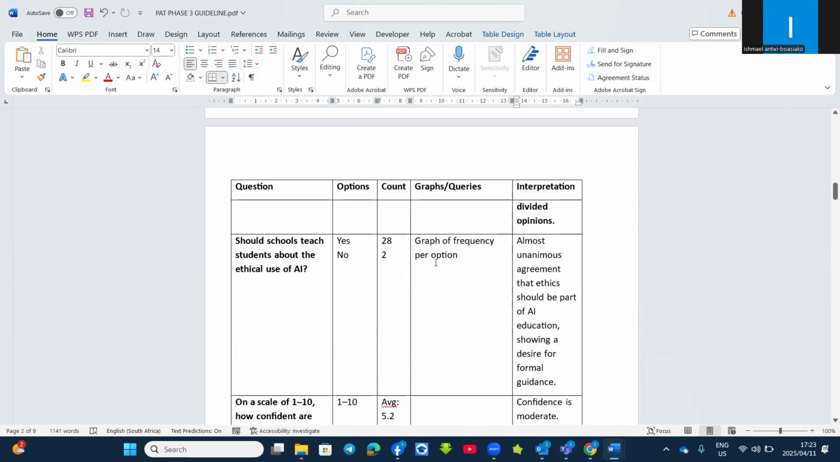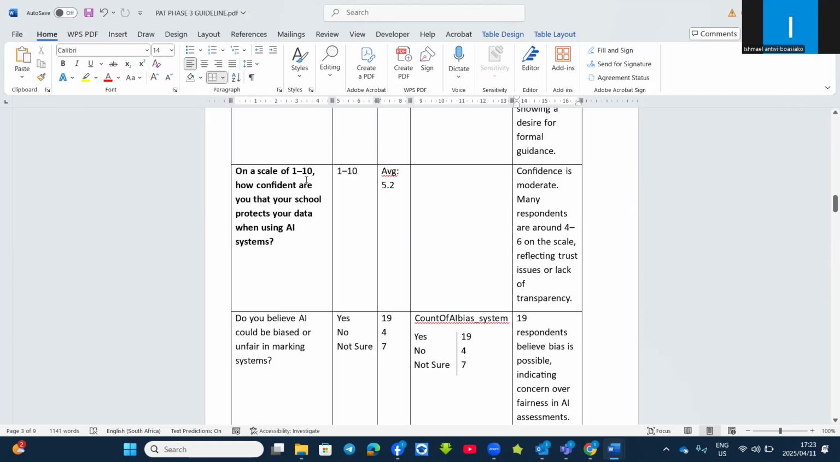Then let's look at the scale one. On a scale of 1 to 10, how confident are you that your school protects your data when using AI? Now, when you use this question, because they were numbers, you calculated the average. Let's say the average was 5.2. 5.2 is in the middle. So the confidence of people that the school protects their data when they use the AI system is moderate. It's not high and it is not low.